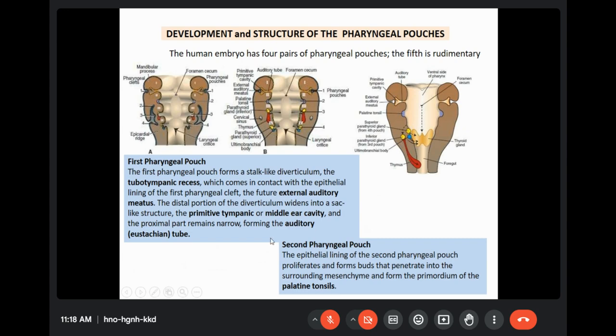The second pharyngeal pouch forms the bud, which grows towards the mesenchyme, and it will form the palatine tonsil. Tonsil is the large mass of the lymphoid tissue, which performs immune function.